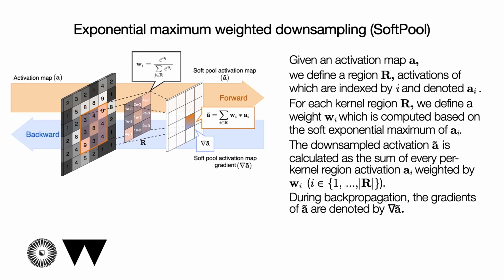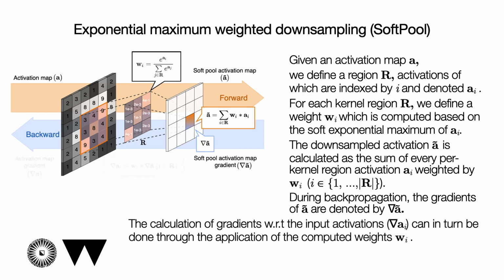During backpropagation, gradients are calculated for the outputs of the activation within the region, and the calculation of the gradients with respect to the input can then be done by using the weight that's been calculated for each activation within that region times the gradients for the output of the region, therefore creating a direct mapping between the outputs and the inputs.